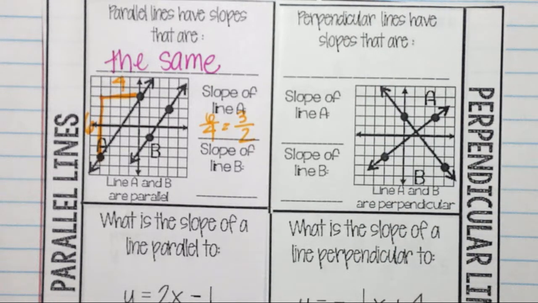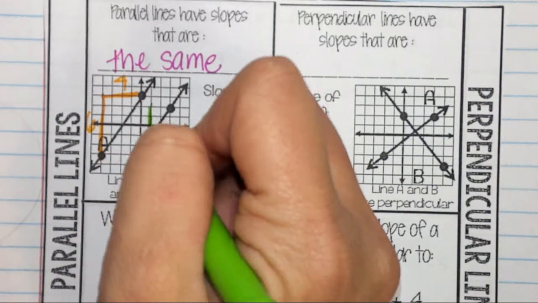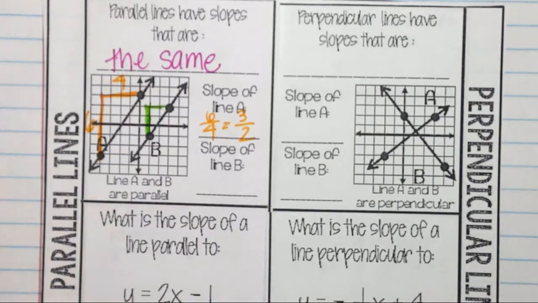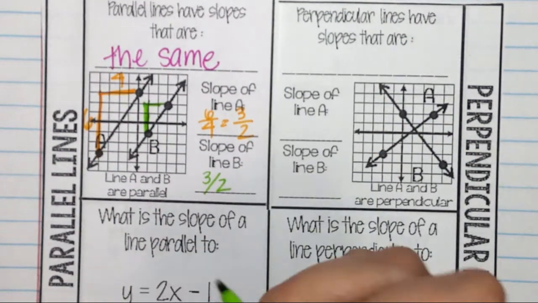Okay, now B. We want B to have the same slope. So how many do we go up? 3. And how many do we go to the right? Is that the same thing? These lines are parallel.